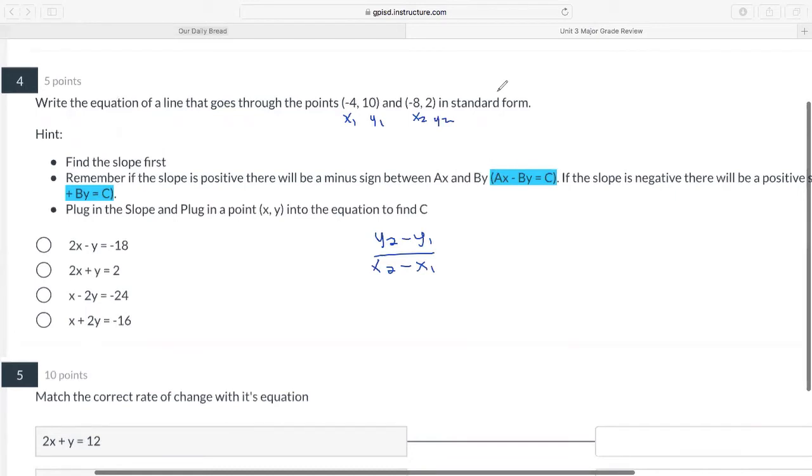What'd y'all get for the slope? Still working on it? All right. I got 2. You got 2? All right, I will go with yours.